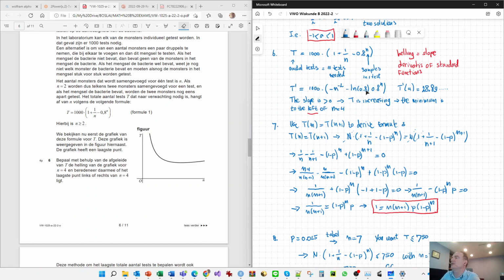So this is what you get, and then calculate it at x or n equals to 4, and this you can use your graphic calculator. Then you find 28.89, but that's a positive number, meaning the slope is positive, it is increasing. In other words, since it's increasing, it means that the lowest point must have been to the left of n equals to 4.